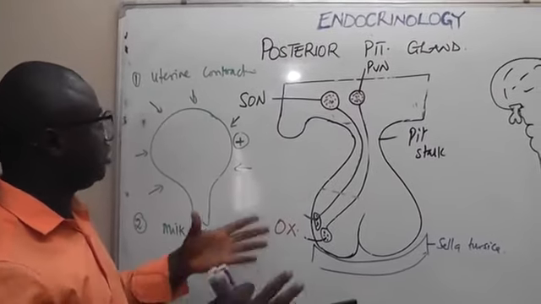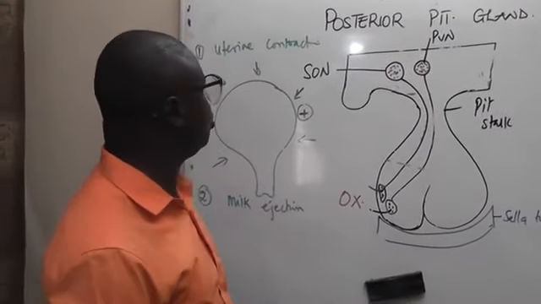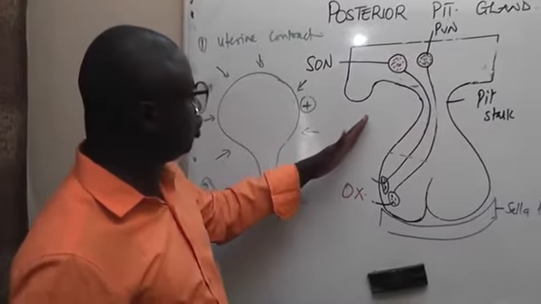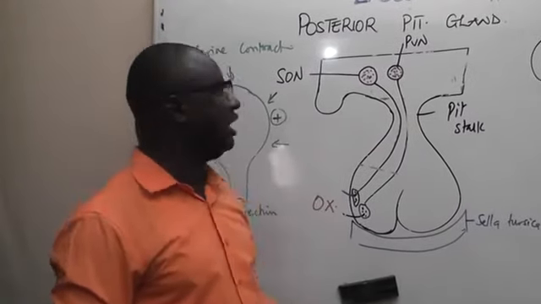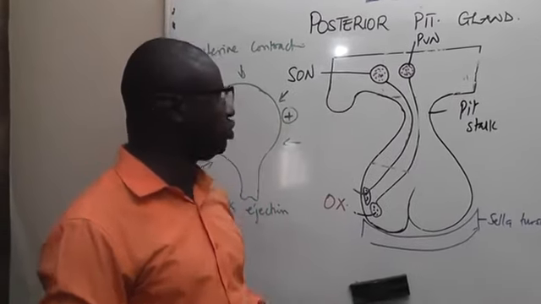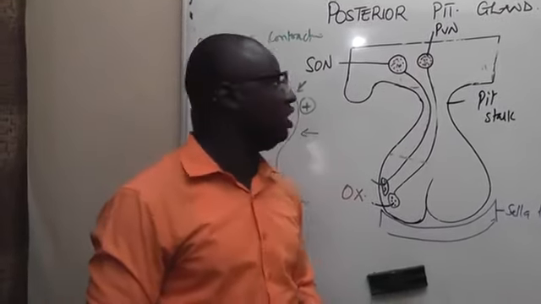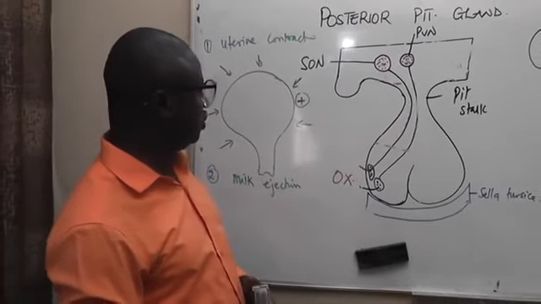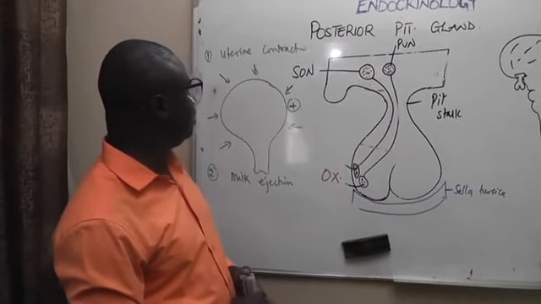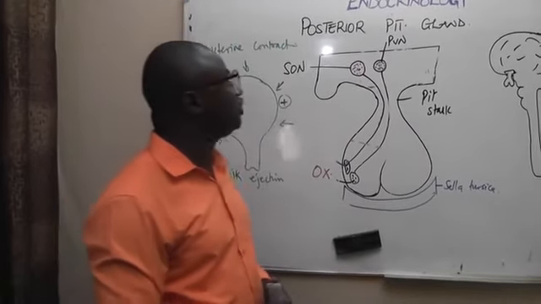All right, so that is just the general information that you need to know about the posterior pituitary. The posterior pituitary is also known as the neurohypophysis, and it produces two hormones: ADH, anti-diuretic hormone, and oxytocin. And we've seen all of the functions of these various hormones. That is it about the posterior pituitary gland.